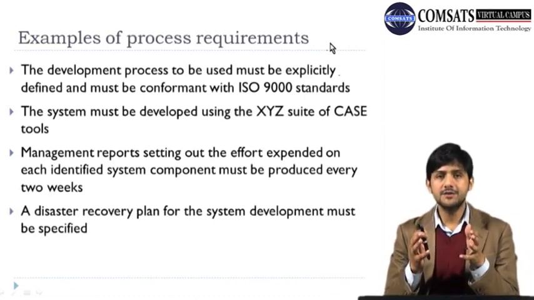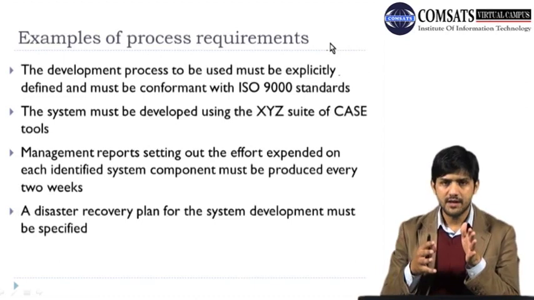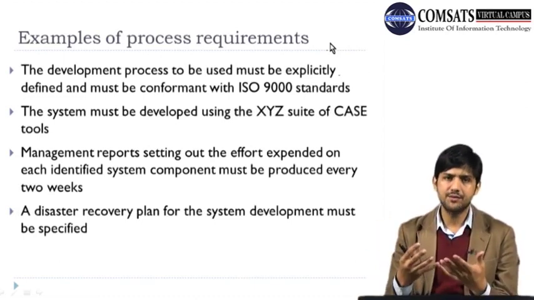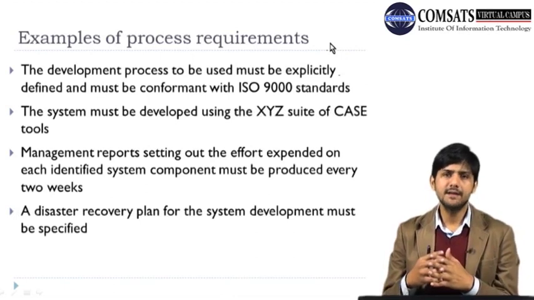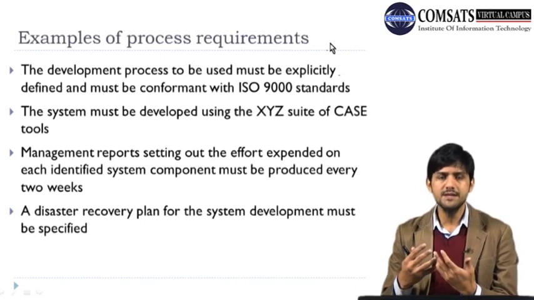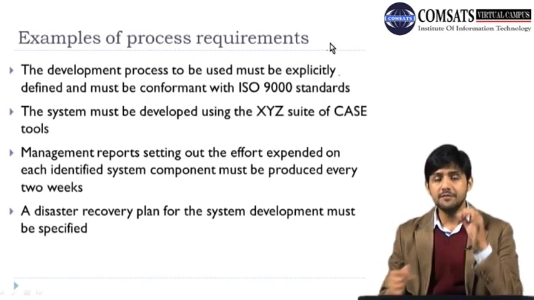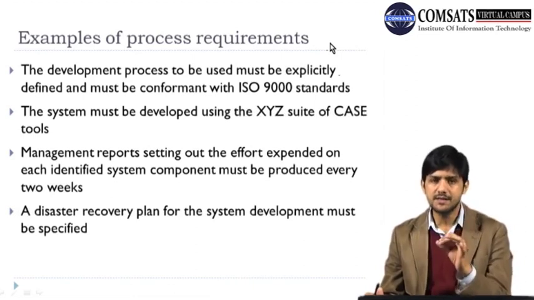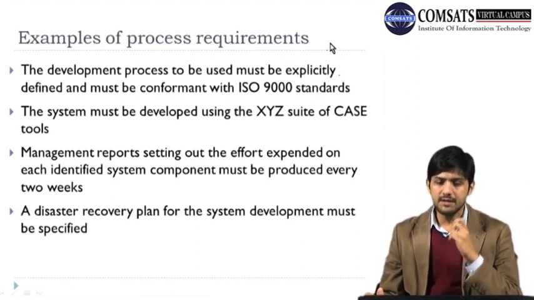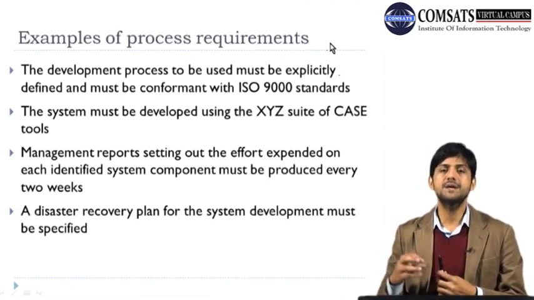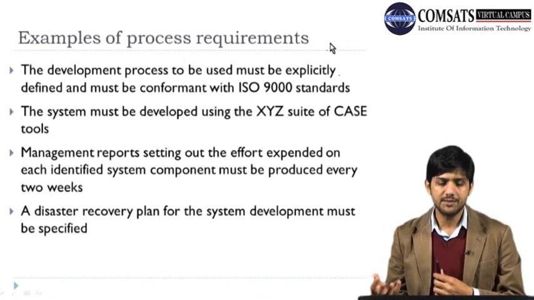So if there are any constraints put upon you by a process, and if you have to conform to certain standards, then these are all non-functional process requirements. And at times these are kind of implicit, because you already know that you are a CMMI level 2 or level 3 company. But if the client requires something to be delivered in a certain fashion, you have to explicitly mention that. The system must be developed using the XYZ suite of CASE tools. So you're also specifying which kind of tools you have to use to actually develop the system.